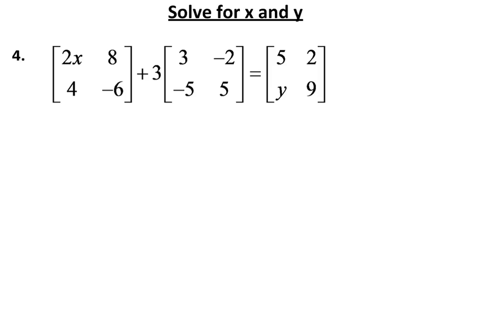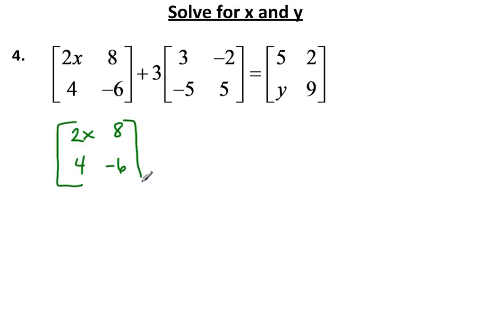So let's look at something where we actually have to solve, a little bit more complicated. Okay, so if I look at this, I have an x and a y that I'm solving for. So let's look at what we have. We have a 2x here and a y down here, but I have the scalar multiplication. So what I'm going to do is actually rewrite this as 2x, 8, 4, and negative 6.